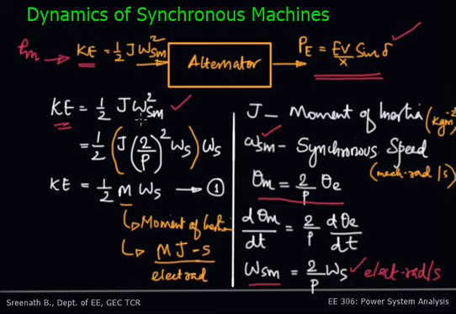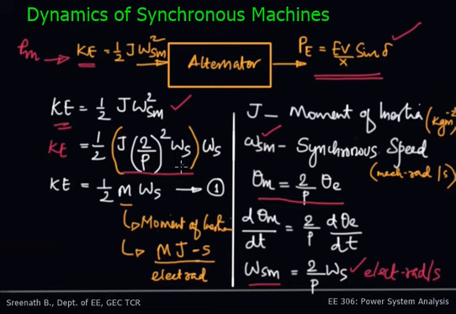Now once you replace your omega Sm with omega S, we arrive at this equation, that is 2 by p the whole squared into omega S squared. So this particular term, the kinetic energy, is equivalent to half J into 2 by p the whole square into omega S squared.